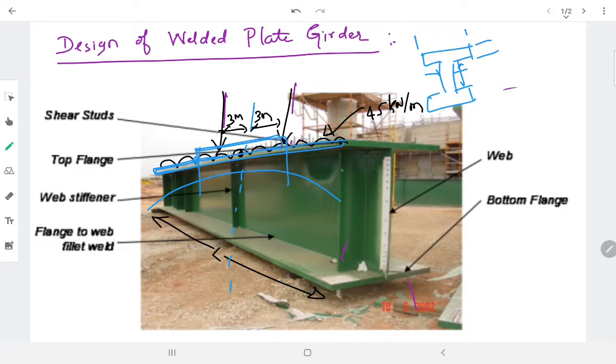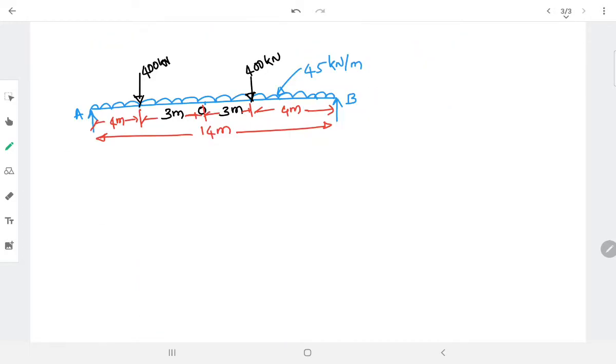Other than that, he is asking to design the end bearing stiffener. So end bearing stiffener has to be designed, and other than that he is asking for the intermediate stiffener. So I hope you have understood this. The same thing I will draw right now, the line diagram of this, give the loading on this, and try to calculate what is the bending moment and shear force. Then we will move for the design steps.